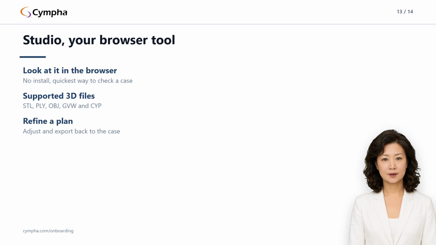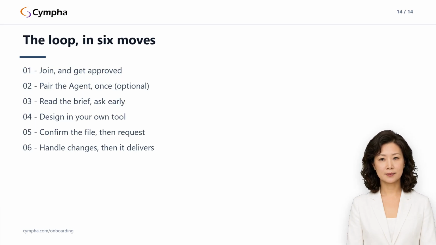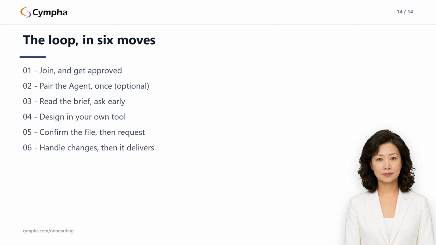That is the designer's loop end to end, and after 2 or 3 cases it stops needing thought. If you take 2 things away, make them the ones either side of the design work, because that is where the avoidable problems live. Read the brief and ask your question before you start, not after. And confirm the file is on the case before you request approval, not after the doctor tells you it is empty. The design itself is your expertise and Cympha stays out of the way of it.